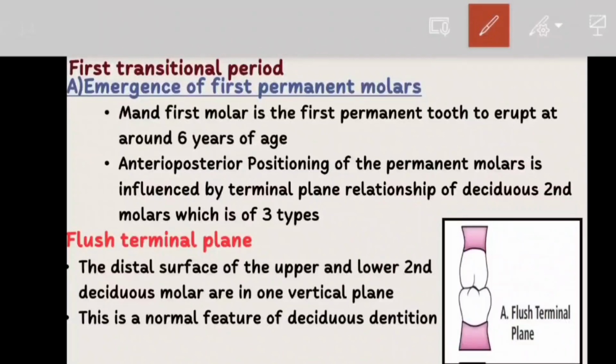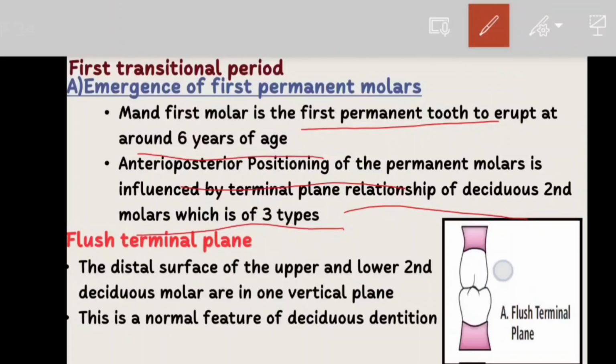So we see the first transition period, with the emergence of the first permanent molar. The mandibular first molar is the first permanent tooth to erupt, at around the 6th year of age. The anterior-posterior positioning of the permanent molar is influenced by the terminal plane relationship of the deciduous second molar, which you have already seen.